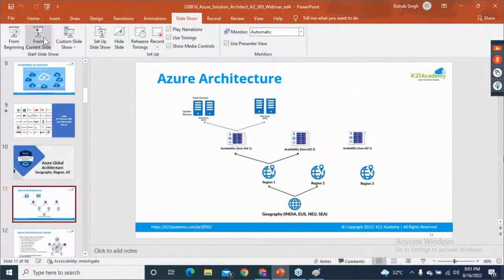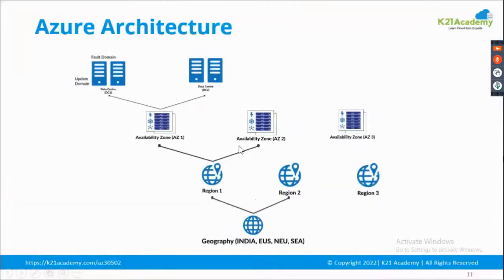So over here, when we talk about this Azure architecture, where you are allowed to use availability zones, these availability zones are available in a particular region, and Azure has multiple such regions available. I hope, guys, this architecture makes sense to all of us.